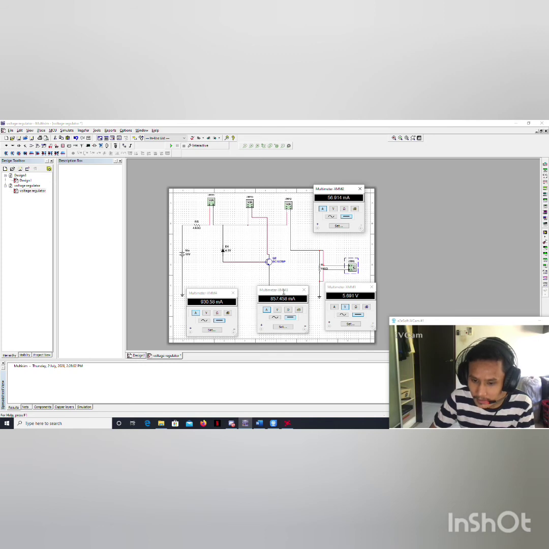The third multimeter is for IS, and I get 857.458 milliampere. The last multimeter is for IZ, and I got 930.58 milliampere. Basically, the result from the simulation that I got is almost the same as the calculation. So that's all. Thank you and bye bye.